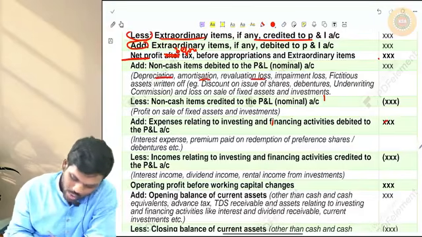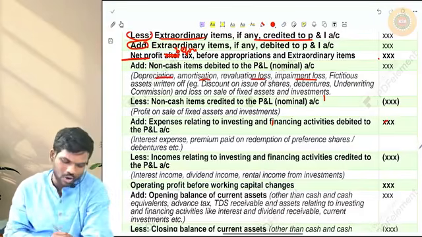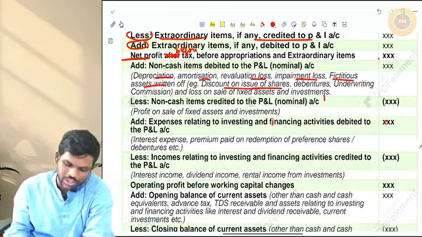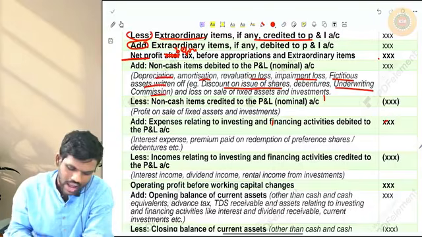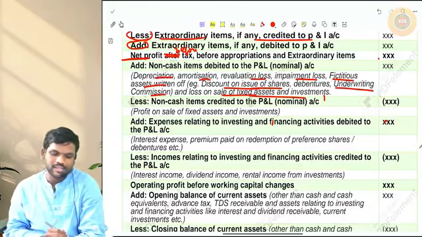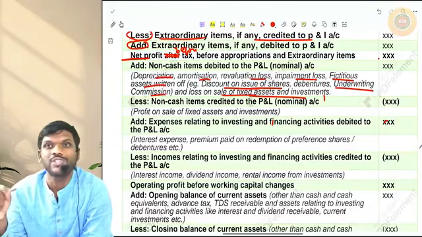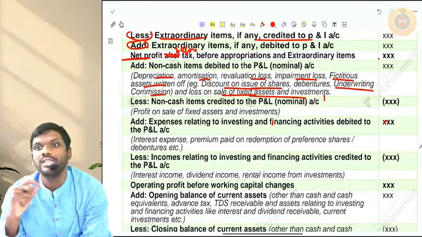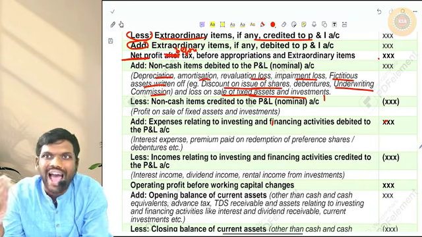Amortization, revaluation loss, impairment loss, any fictitious assets written off like discount on issue of debentures, underwriting commission, and any loss on sale of fixed assets and investments. All these non-cash items will be debited to P&L. That should be removed by adding it back.